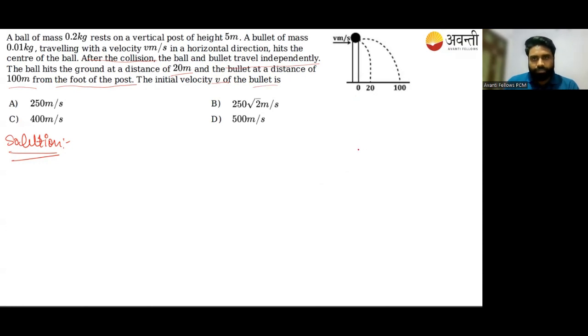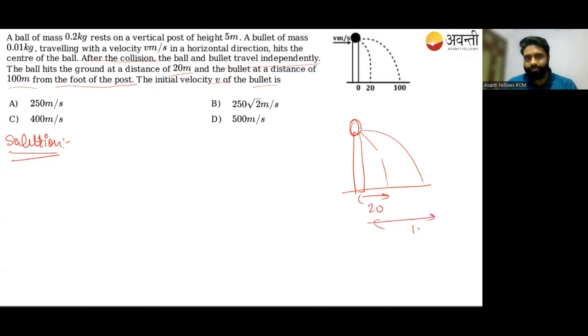From this figure, let's say this is the ball standing here. It has covered this distance of 20 meter and the bullet has covered a distance of 100 meter. This is the bullet coming with a speed of v. They strike, collision, and then they move independently. In any collision, the conservation of momentum is there, so you can apply momentum conservation. First thing is that this height is 5 meter.